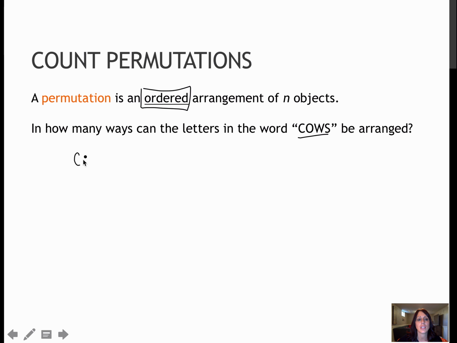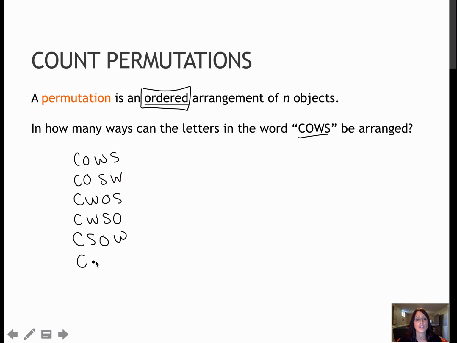So I can have C-O-W-S, or I can have C-O-S-W. I could have C-W-O-S, or I could have C-W-S-O. I could have C-S-O-W, or C-S-W-O. Or I could then start with a different letter. So I could have O-W-S-C, O-W-C-S, etc. I'm going to continue this list off air so you don't have to watch me write them all down.